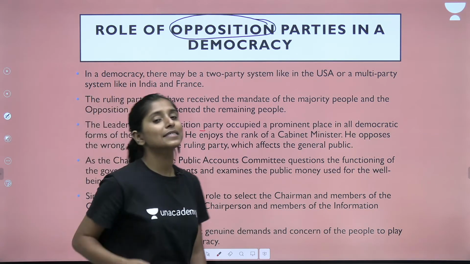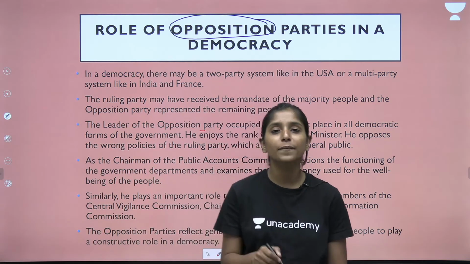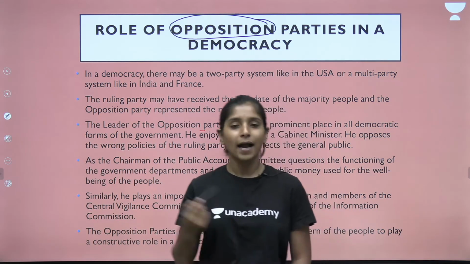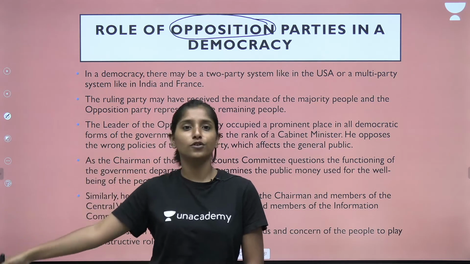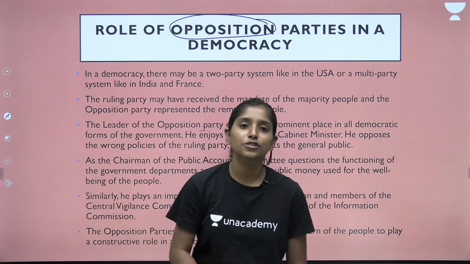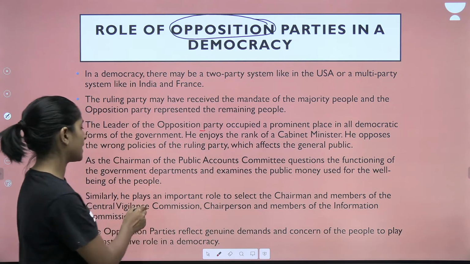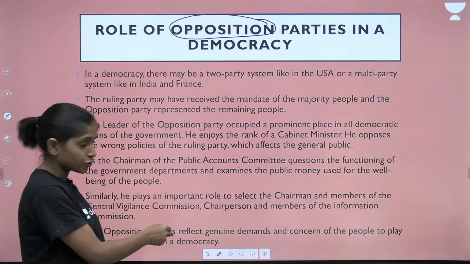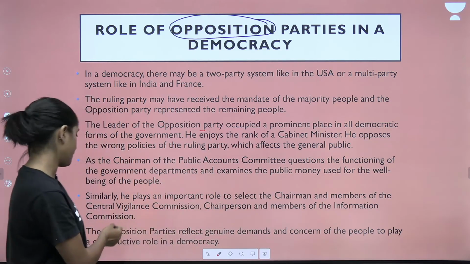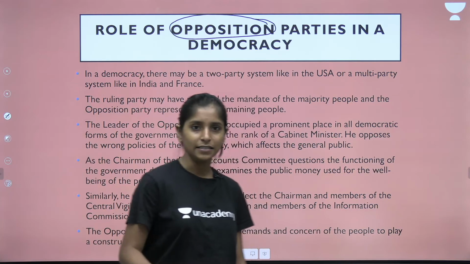So a person who is actually functioning as an opposition leader can question the ruling party कि आप कर क्या रहे हैं. अगर ऐसा कभी भी लगता है ऑपोजिशन पार्टी को कि you are doing something wrong, so they can actually question, they can voice out their opinions about it. Apart from that, similarly, he plays an important role to select the chairman and members of the Central Vigilance Commission, chairperson and members of the Information Commission. ये कुछ additional roles हैं एक opposition party leader के.